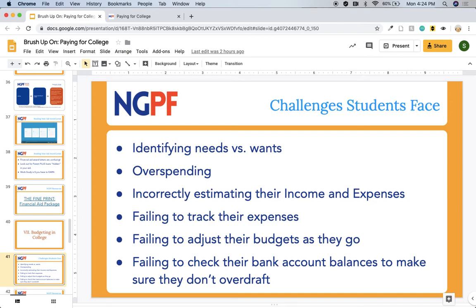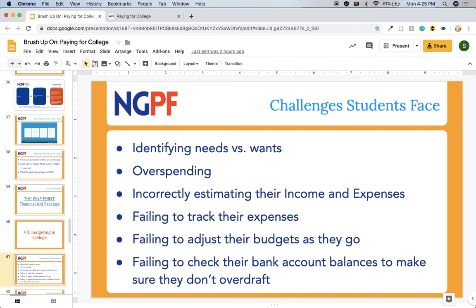As I'm sure you guys have found, a lot of challenges that students face when budgeting for college is that they have a hard time identifying sometimes what is really a need and what is a want. And, when they're on their own, this is really, really important for them to be able to know. Obviously, overspending is a big challenge. Incorrectly estimating their income versus their expenses can maybe require some tweaking as time goes on, especially when they're first starting school.